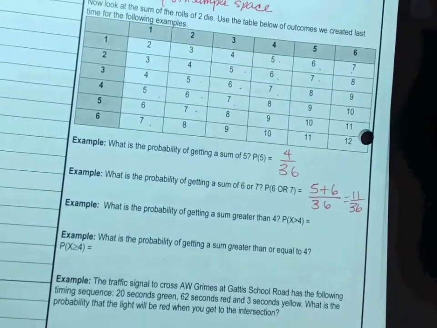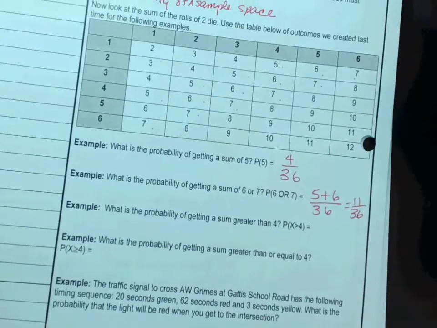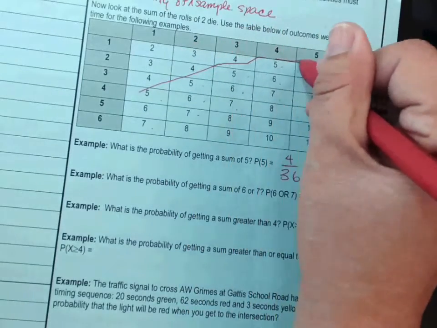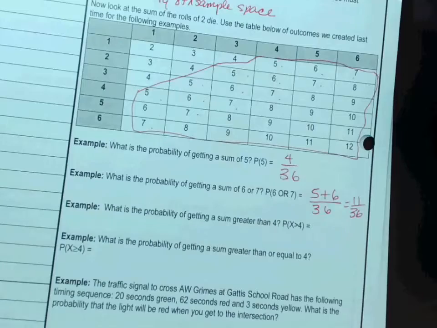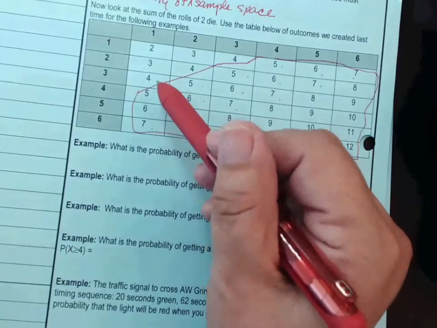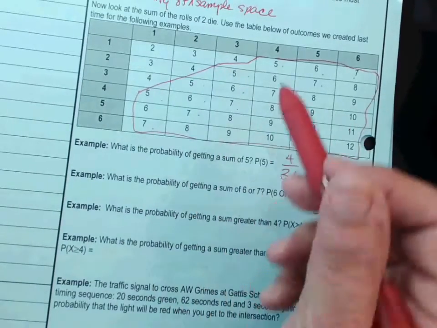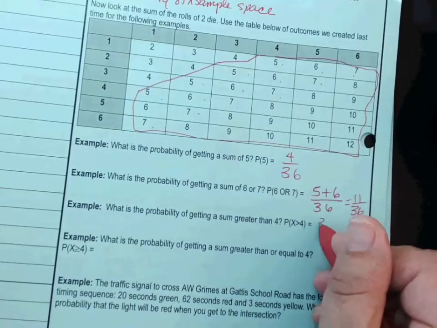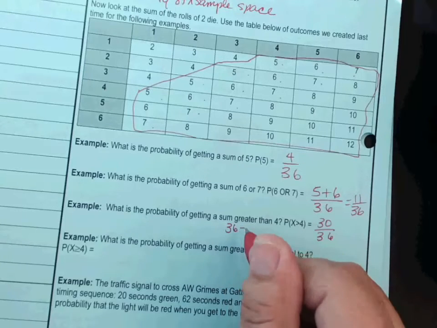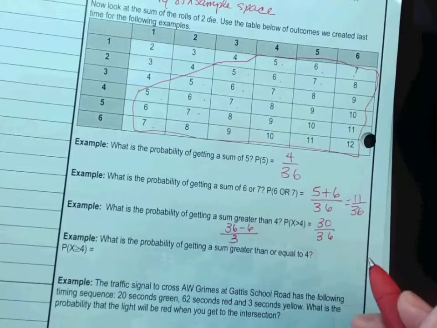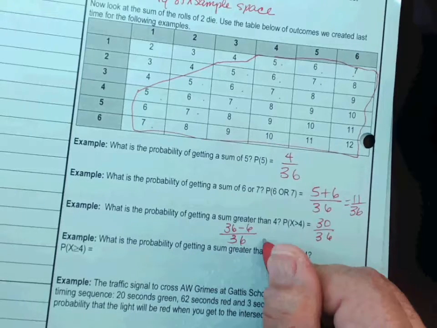What's the probability of getting a sum greater than 4? Well, that would be all these over here, right? And how many are over here? Well, I could count all of those, right? But some smart people go, wait a second. There are 6 over here, so I know automatically there are 30 left. So what they did is they said, I'm going to do 36 minus 6, all over 36. And they got that.